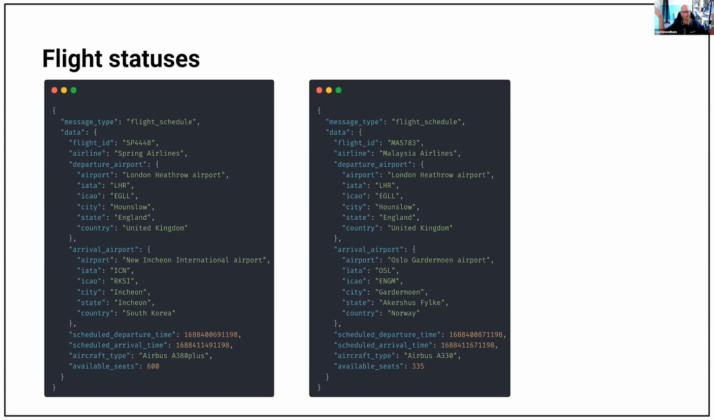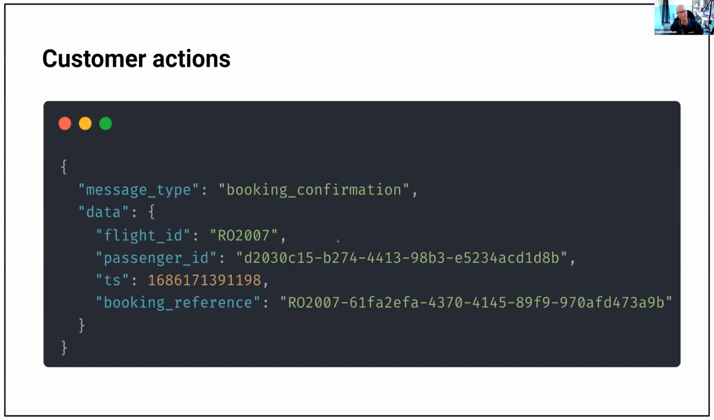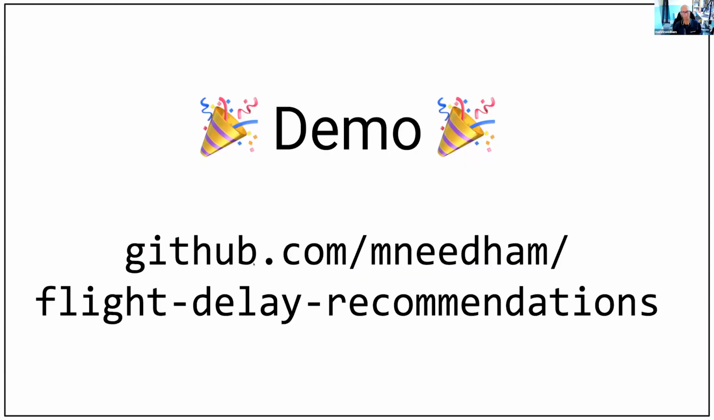And we've literally just used the generator to come up with made up airlines and locations and times. And then we're going to have a scheduled departure time, a scheduled arrival time, an aircraft, and how many seats it has. And then the customers booking into the flights, this is what it looks like. So we've, again, automatically generated, hey, they booked into a flight. This is which one it was. This is when they did it. And here's the booking reference.